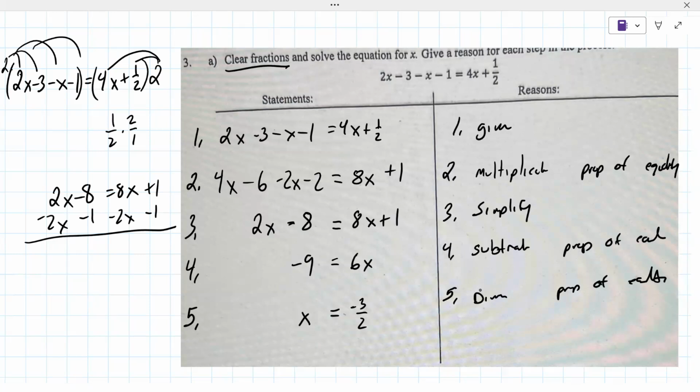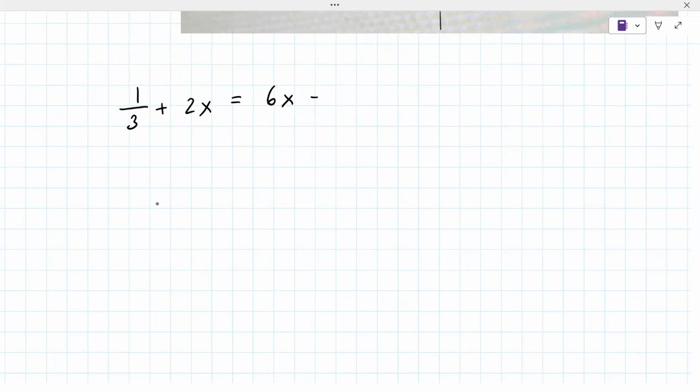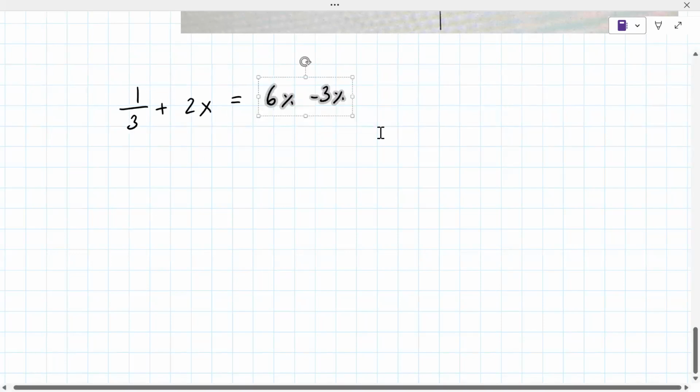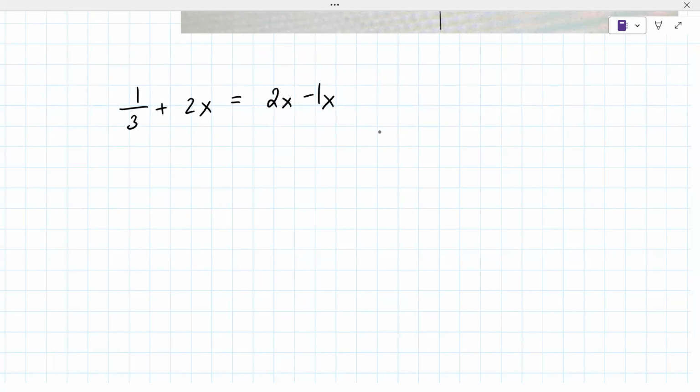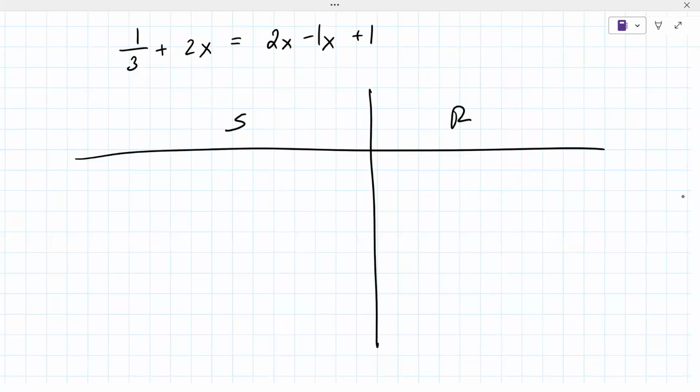Okay, do you want another one like this? Yeah, let's do one with a little more steps, but kind of the same. Okay, so here's your problem. I'm going to step away for like 30 seconds, but see how far you can get. It's very similar to the last one. Be right back.